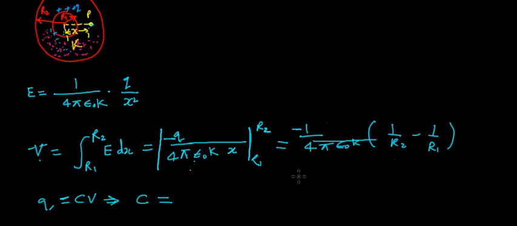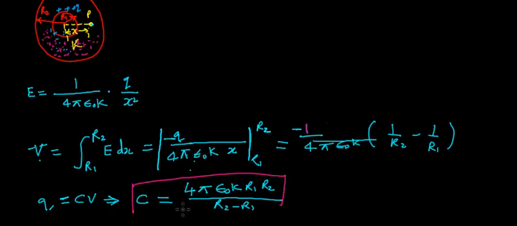Okay, now next. This will be equal to R2 minus R1 over R1 R2. So the expression is 4 pi epsilon naught K, R1 R2, divided by R2 minus R1. This is the expression for capacitance. Okay. Now see you in the next video.